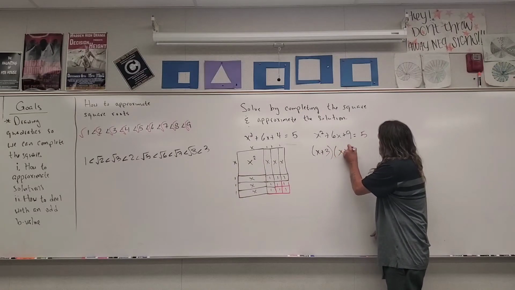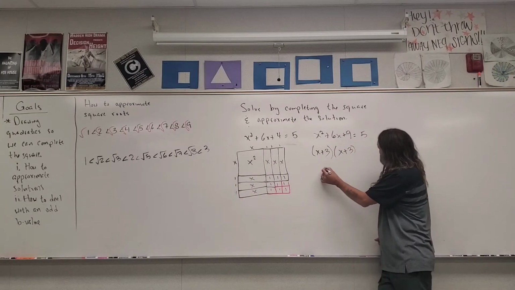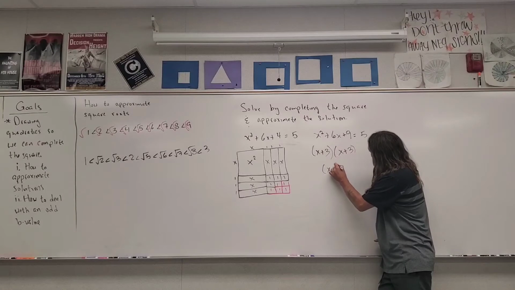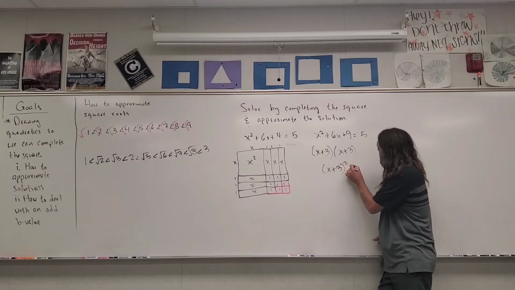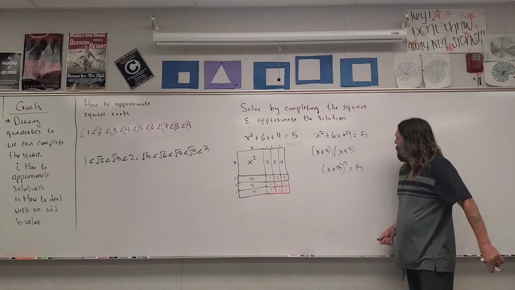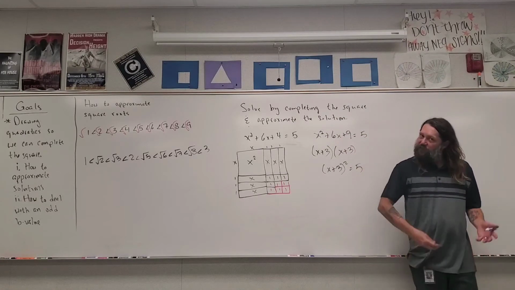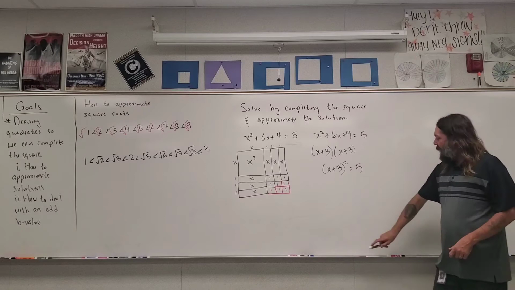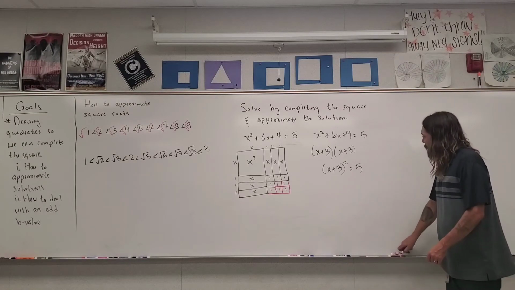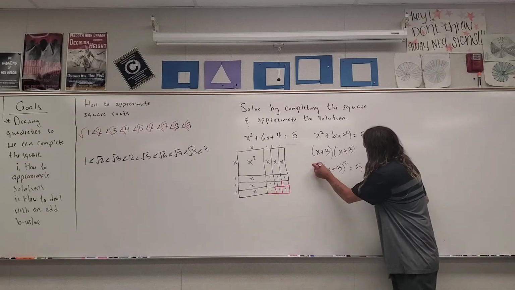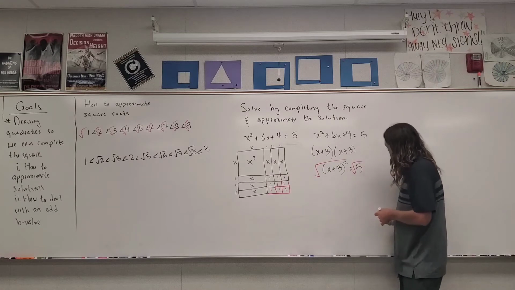But x plus 3 times x plus 3 is the same thing as x plus 3 quantity squared, and that's equal to 5. And again, the beauty is when you complete the square, you get the square on the outside of the parentheses, which is very easy to deal with. And now we can square root both sides. So I'm going to square root you, and I'm going to square root you.